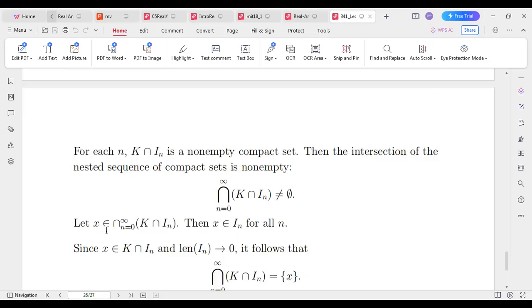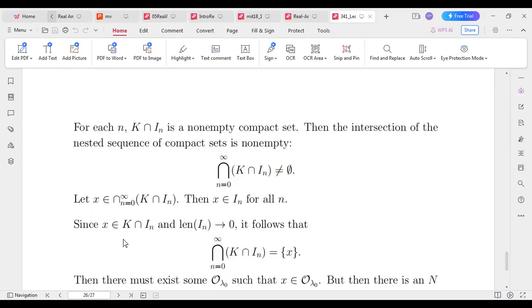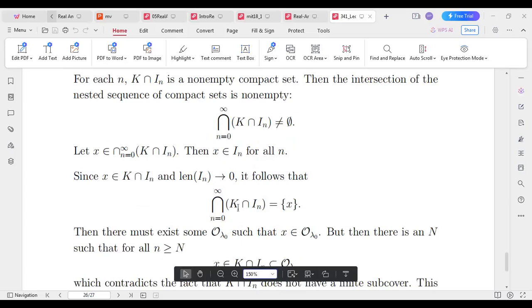Let x be an element which is contained in this nested intersection. Then x belongs to I_n for all n. So x is the element in I_n, then x belongs to K ∩ I_n, and as I_n tends to 0, it converges to 0. It follows that the intersection of K ∩ I_n will be {x}.